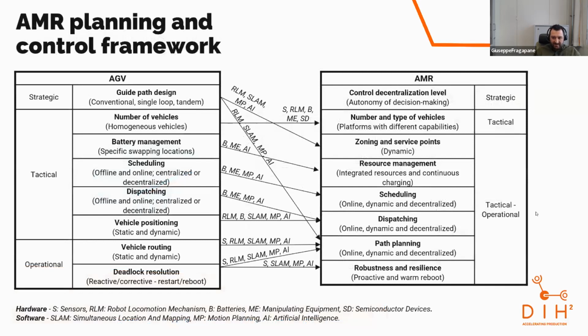And you can see that a lot of the decisions are moving much more to the tactical and operational part. It means it's much easier and much quicker to integrate them. You had a lot more tactical and strategic decisions to make with AGVs, and the planning and the integration took much longer. With AMRs, the aspiration here is to quickly scale up, integrate them and put them in.